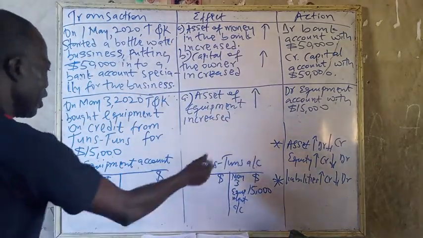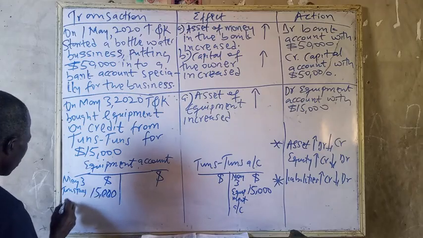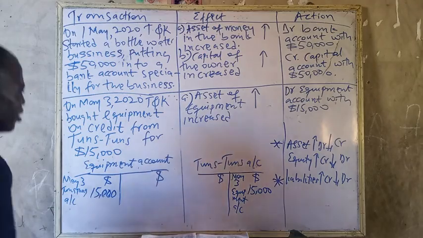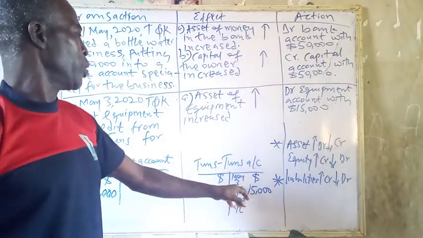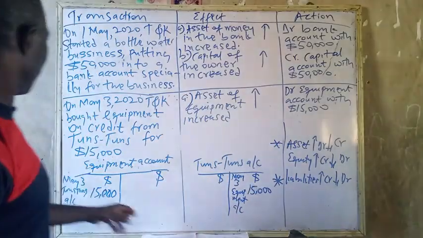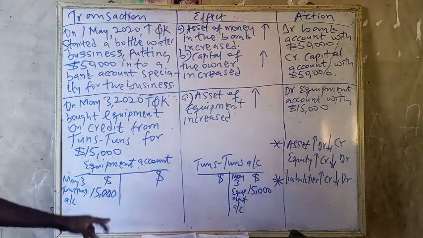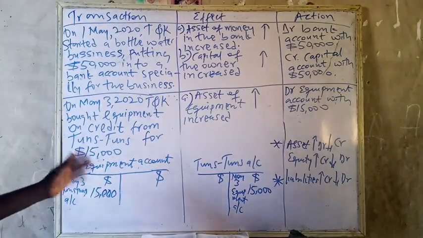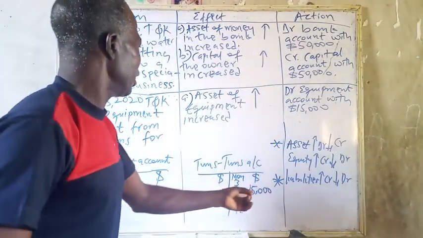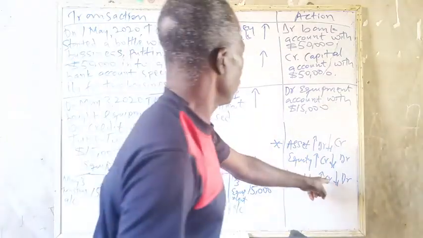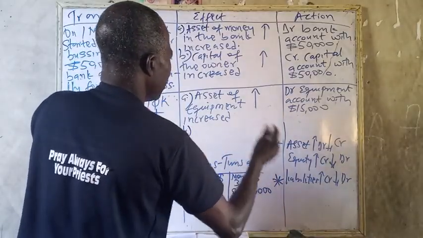So we are supposed to have the corresponding entry, but for simplicity's sake, the corresponding entry is equipment account, and here is Tunsun's account. This is what we call double entry. See, Tunsun's account, what is the corresponding entry? Equipment account. For equipment account, what's the corresponding entry? Tunsun's account. So that is that. Assets increase, you debit. Liability increase, you credit.